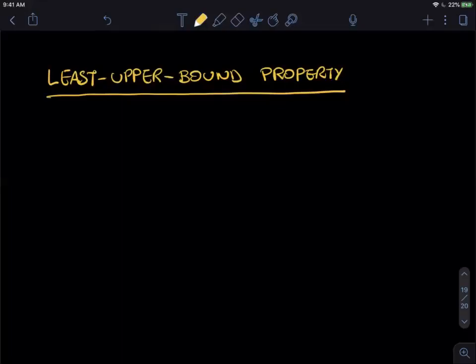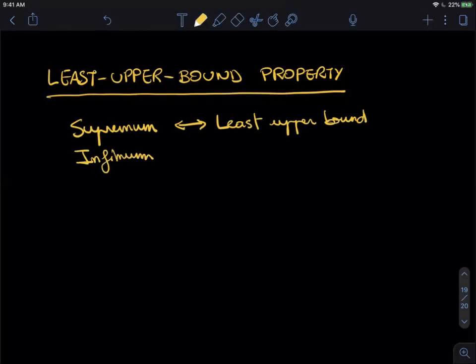In the previous video, we have discussed the notion of least upper bound, that is the supremum of a set. That is the least upper bound, and the infimum, that is the greatest lower bound.